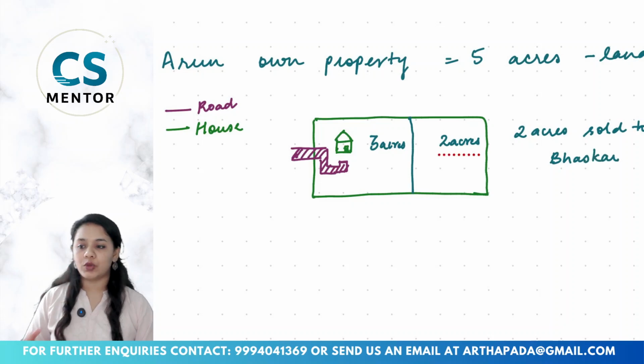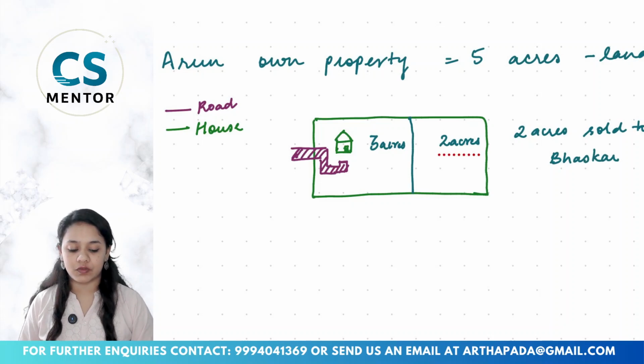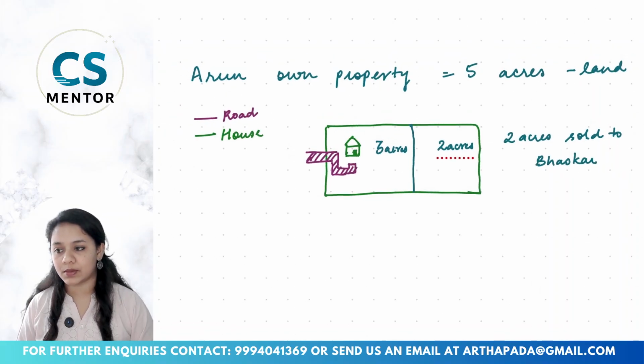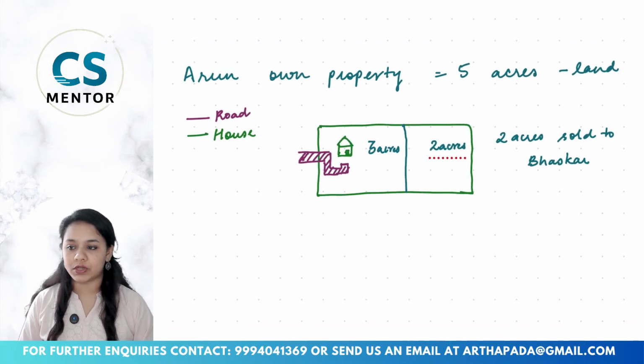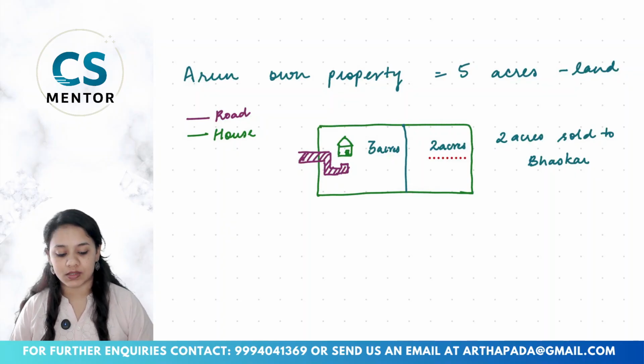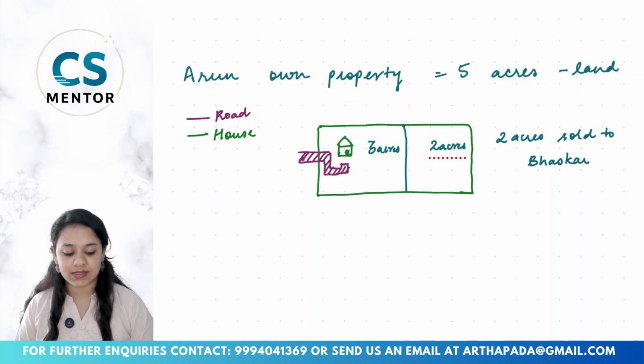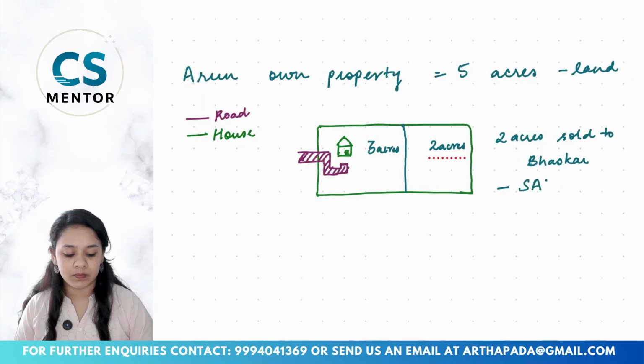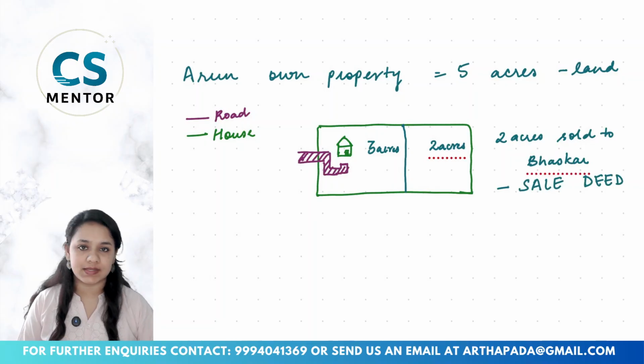So, I hope you're understanding the simplest part of this example. One, Arun holds property, and out of that property, he is selling a portion of that property to Bhaskar. So, what happens when there is a sale? There will be a sale deed and subsequent documents attached to that sale deed.